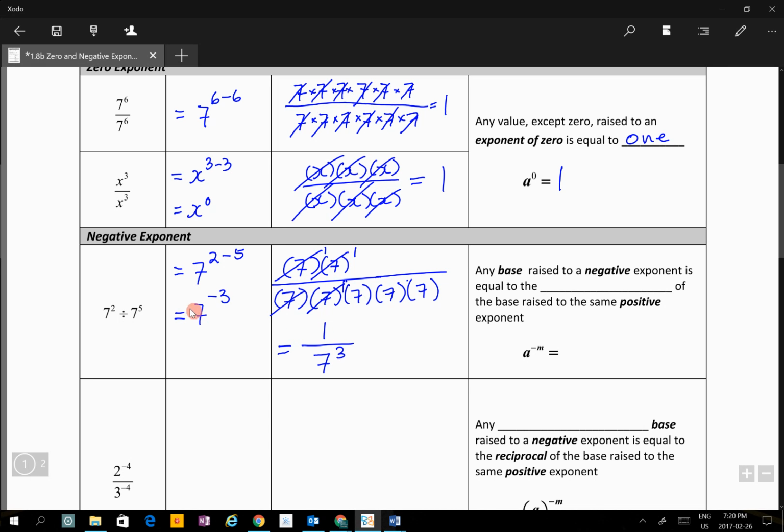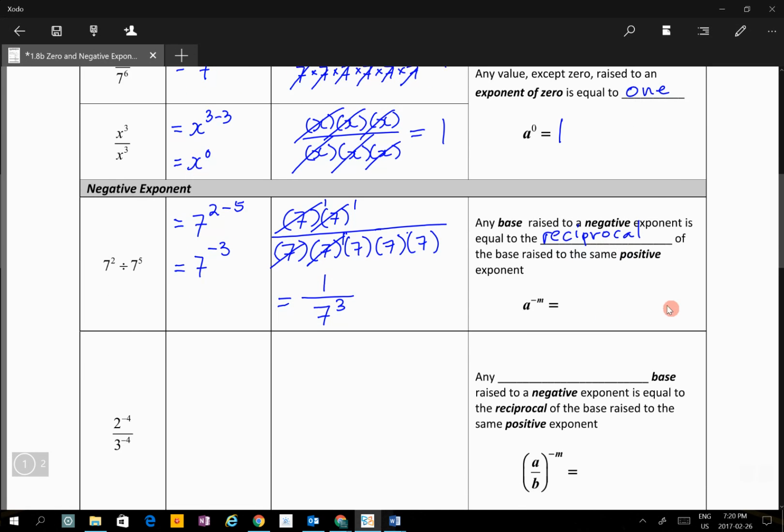So how do I go from 7 to the power of negative 3 to 1 over 7 to the power of 3? Well, it turns out that any base raised to a negative exponent is equal to what we call the reciprocal of the base raised to the same exponent.